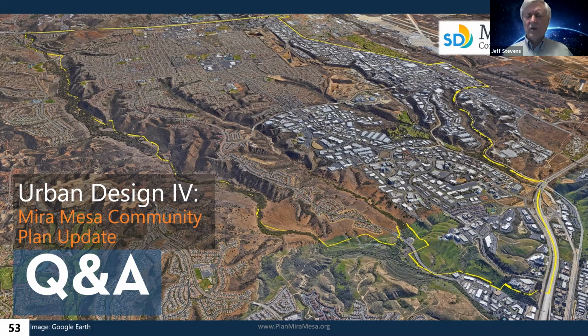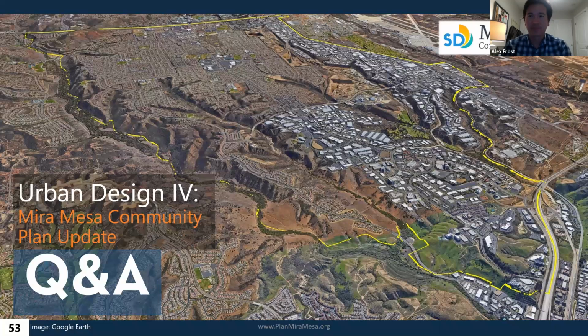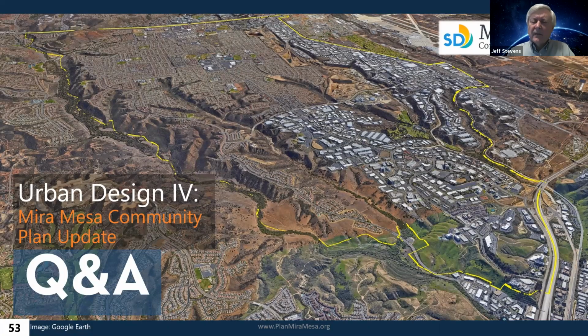All right, here's a short question. Will the bicycle lanes accommodate recumbent bikes, electric bikes, and scooters? Yes. Okay. A question about development of Miramar Road, Pomerado Road. That's not in the community plan. I don't think you can really address that one.